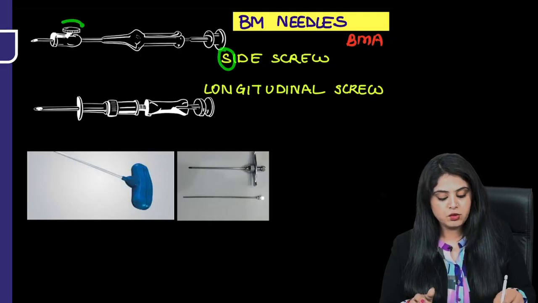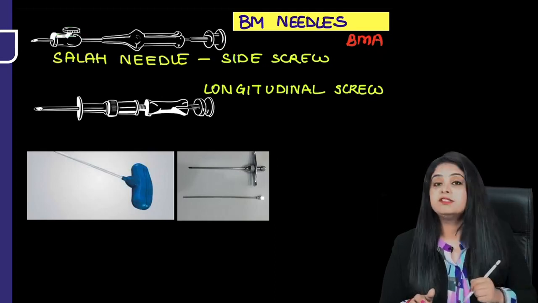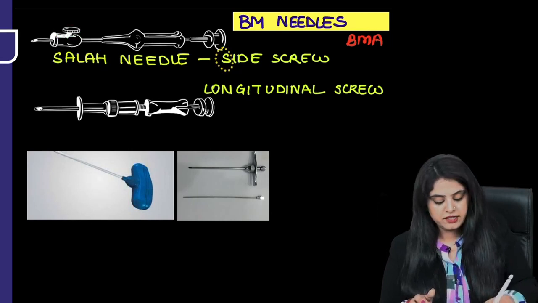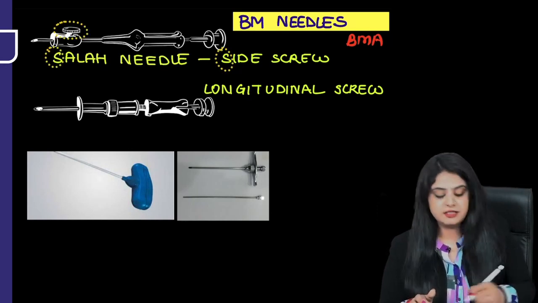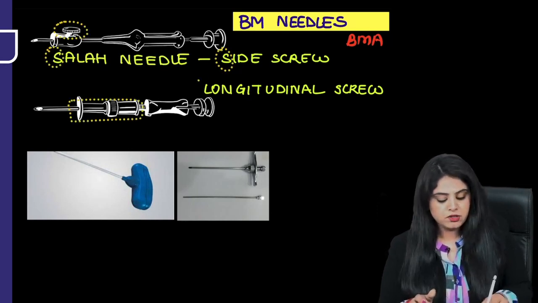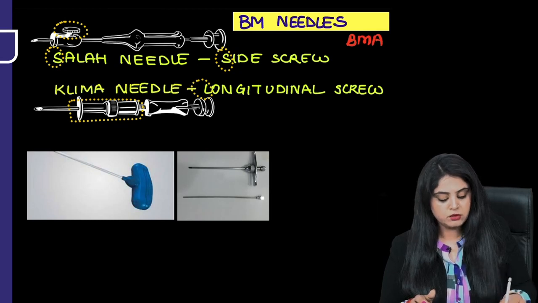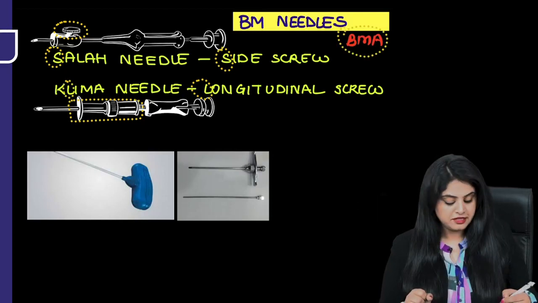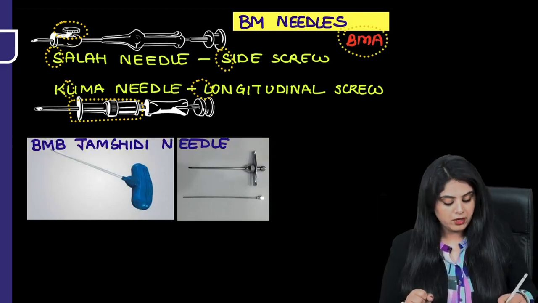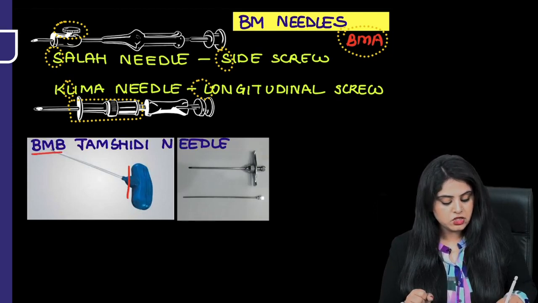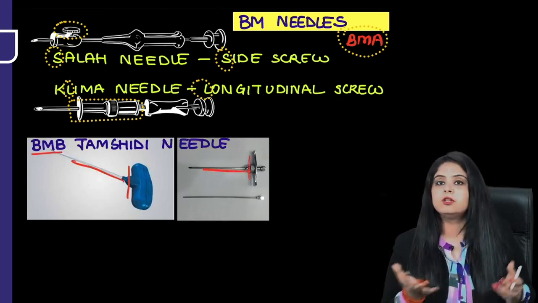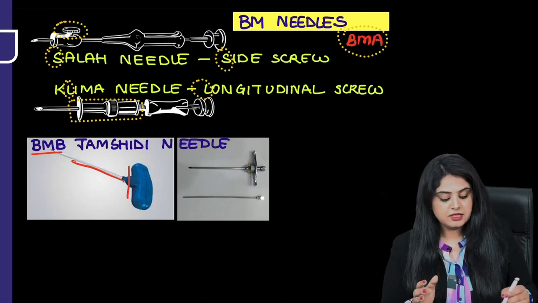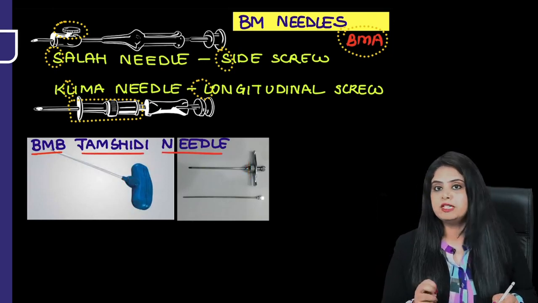If you see a screw on the side, you are referring to the Salah's needle. So simple. If you see a side screw like this one, it is a Salah's needle. Whereas if you see a longitudinal screw like this one, then it belongs to the Klima needle family, right? So Salah's and Klima, both of these belong to bone marrow aspirate needles. Whereas if they ask you the bone marrow biopsy needle, that should be the T-shaped needle, whether you see it reusable or the one-time use one. These are the T-shaped needles that you need to learn. They are known as the Jamshidi's bone marrow biopsy needles.